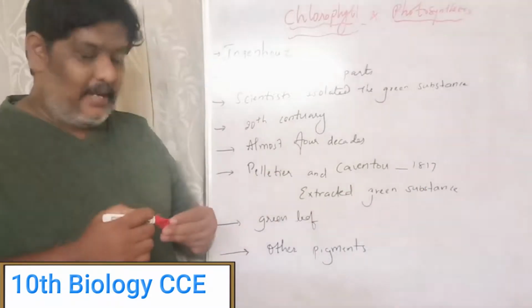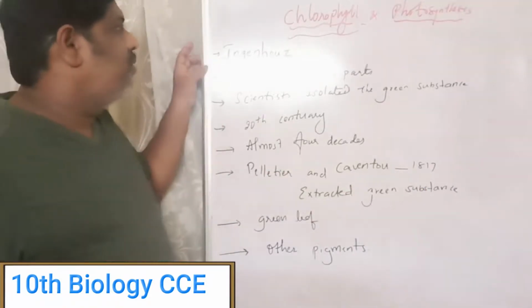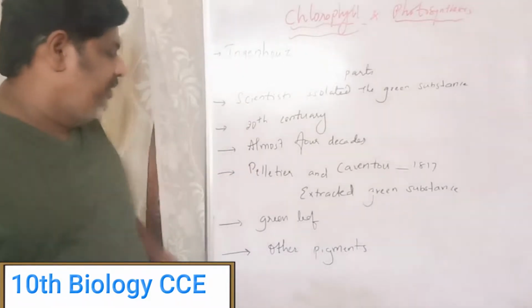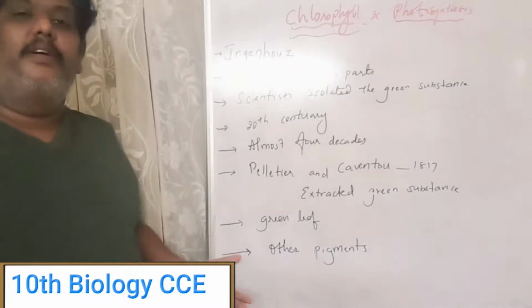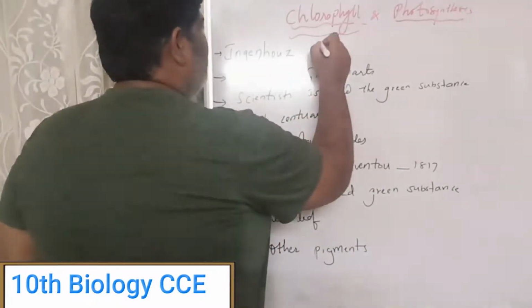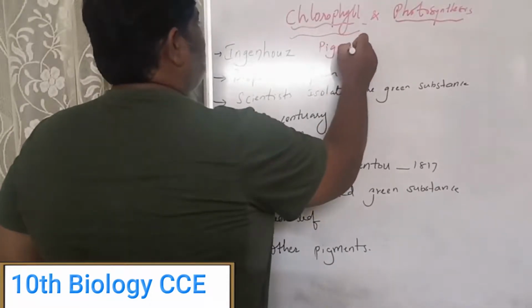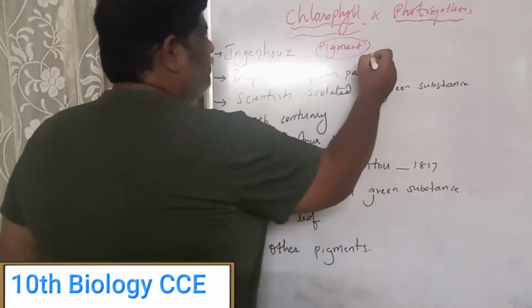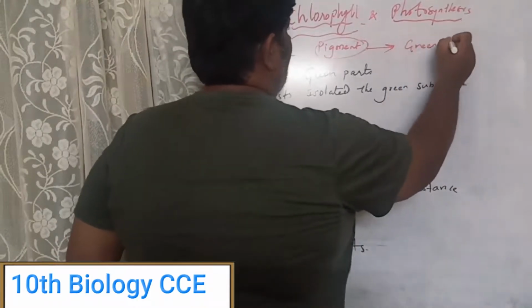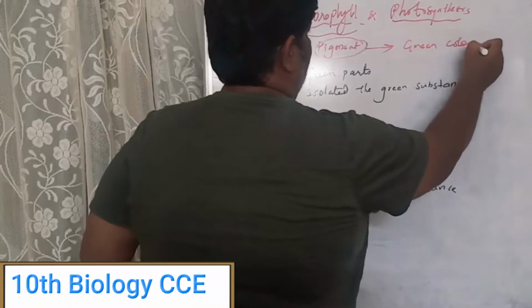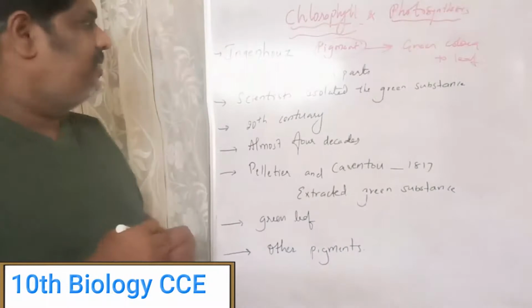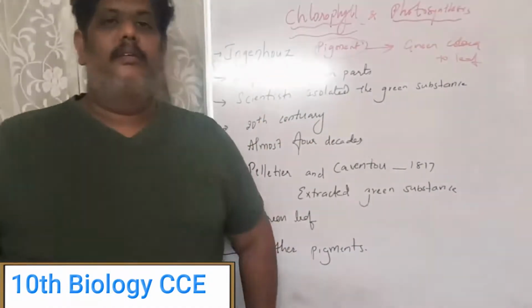So it's only because of Engine House that we are able to talk about chlorophyll now. Not only chlorophyll, but they also discovered that there are some other pigments. Here chlorophyll is called a pigment. Why is it called a pigment? Because this pigment is basically giving the green color to the leaf. So the leaf has a color because of the pigment called chlorophyll.